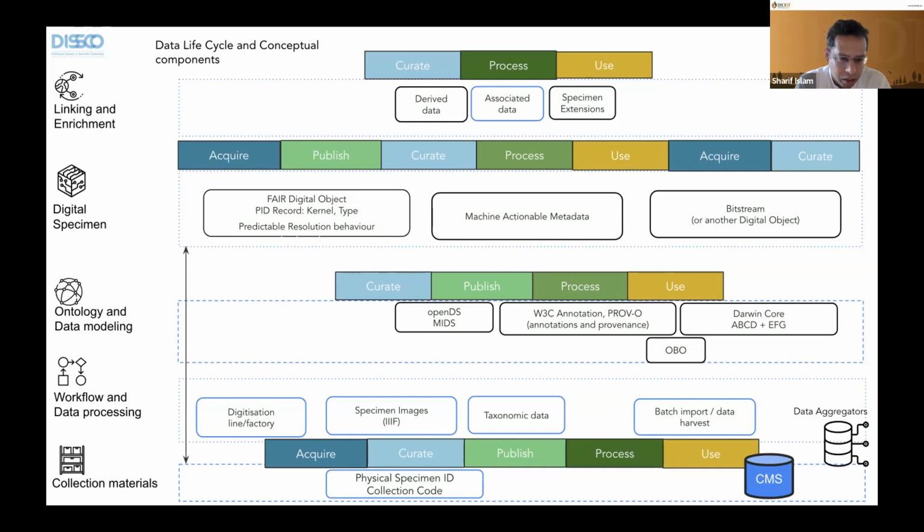So that's where the FAIR digital object comes in, at the digital specimen level, with the persistent identifier, specific types of metadata, and predictable resolution behavior, making them as machine actionable as possible, so that on the top level you have the linking and enrichment. You can do all those exciting things with that. So this is a conceptual model, but again, it's about thinking about the data lifecycle from the beginning of the specimen. As soon as we digitize, we want to start curating, processing, and using them and create value out of these data sets.